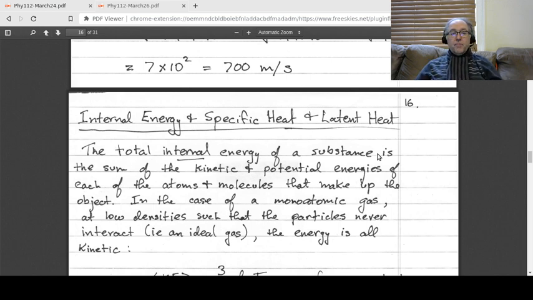All right, so with internal energy, or with a gas, because every single atom or molecule has a certain amount of energy associated with it, if you were to add up all the energies of all the particles that make up the gas, you would have the total internal energy of that gas. Now we call it internal energy because it's energy that you don't quite see. It's inside the material.